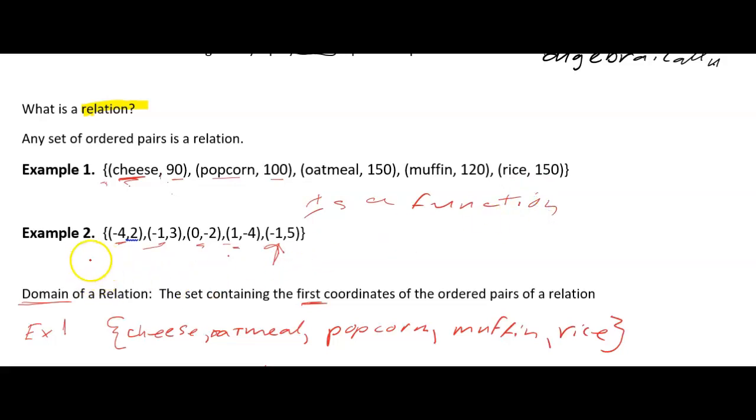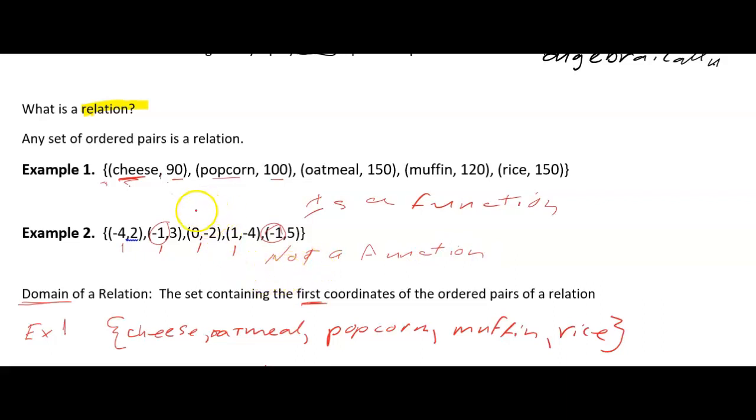But if we look at example 2, which is a set, I'm going to erase these other marks. I have -4 as part of the domain. I have a -1, I have a 0, I have a 1, and then I have another -1. Because -1 appears twice in that first position, example 2 is not a function. Sorry, I'm still getting used to this pen. It's not a function. There we go.